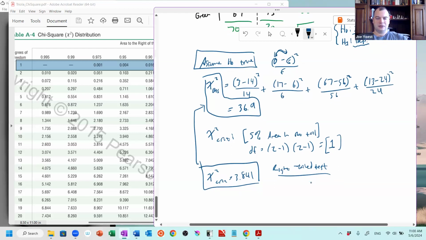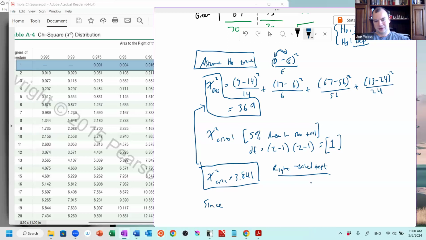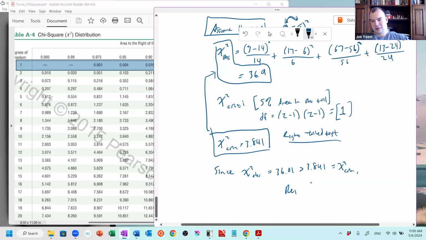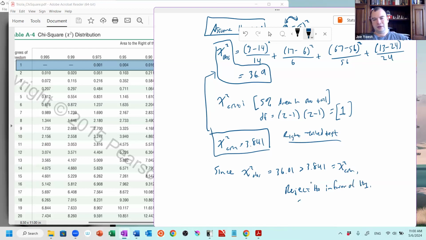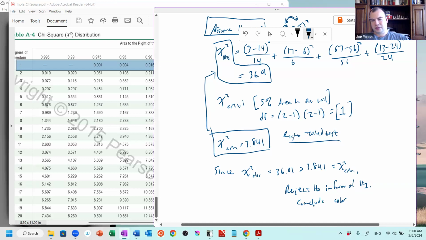So I can now clearly say, since chi-squared observed of 36.01 is bigger than, is to the right of 3.841 chi-squared critical, we reject the null in favor of the alternative, and we conclude clothing color is not independent of clothing type.